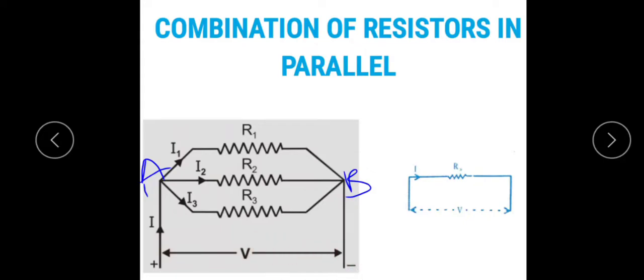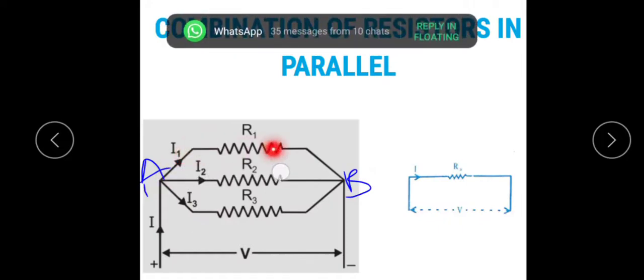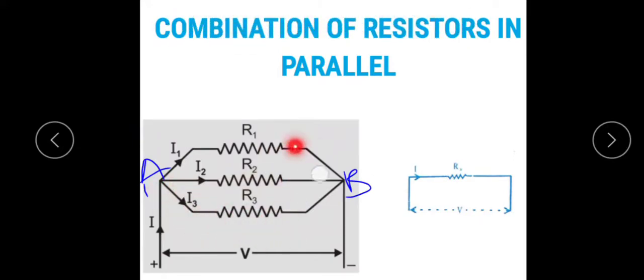The second thing is that the main current is equal to the sum of the currents through each resistor. The current I is divided into I1, I2 and I3. I1 is the current passing through R1, I2 is the current passing through R2, and I3 is the current passing through R3. After this, all three currents meet at a single point and the main current becomes I. This is the second thing to note.